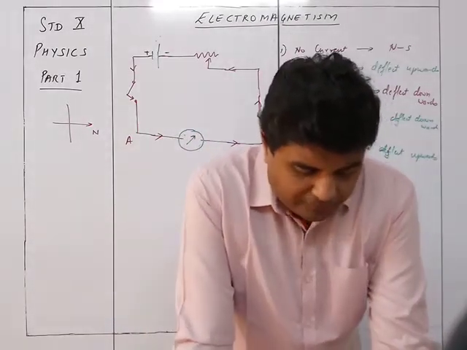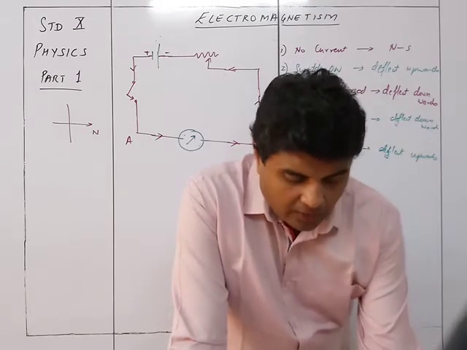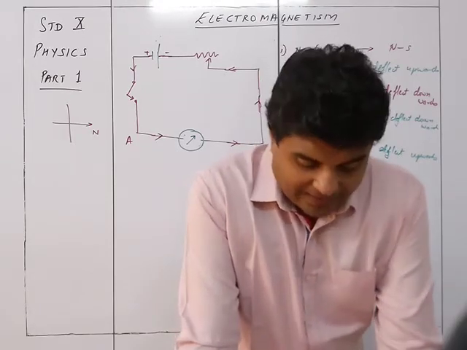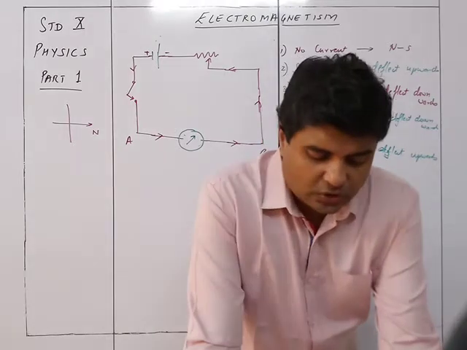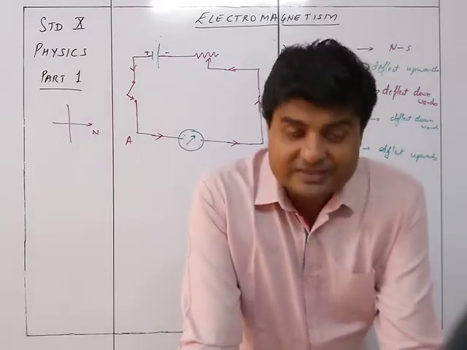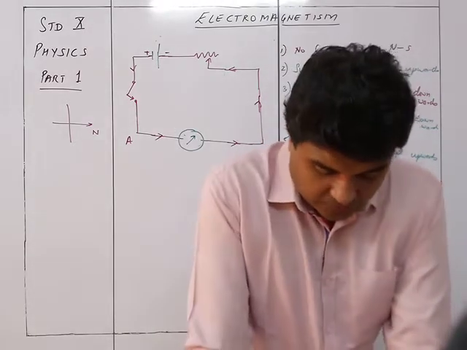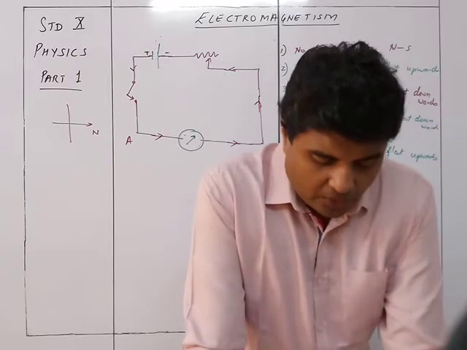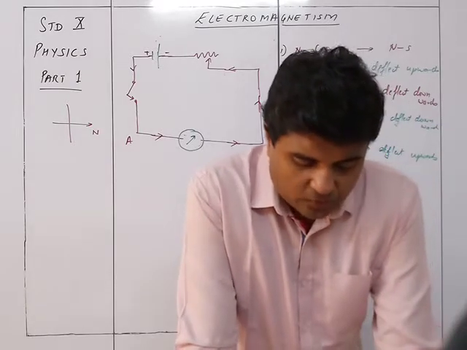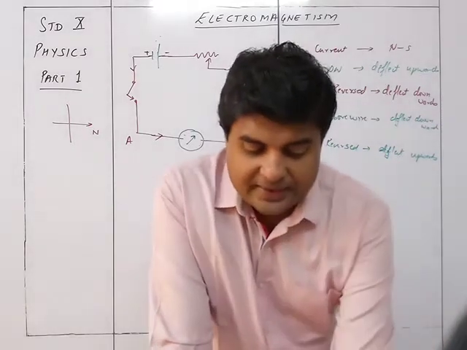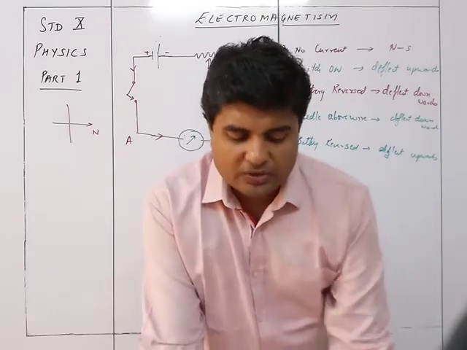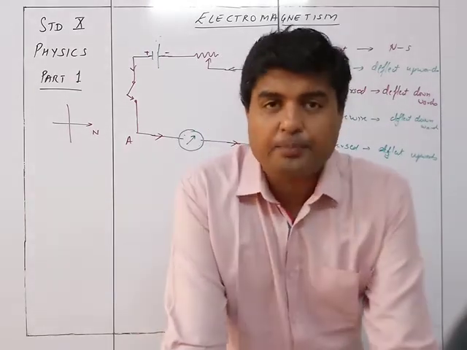So, observations. When the key is open, that is, no current passes through the wire, the needle points in the north-south direction along the Earth's magnetic field, with the north pole of the needle pointing towards the north direction. In this position, the needle is parallel to the wire as shown in figure 10.1a.